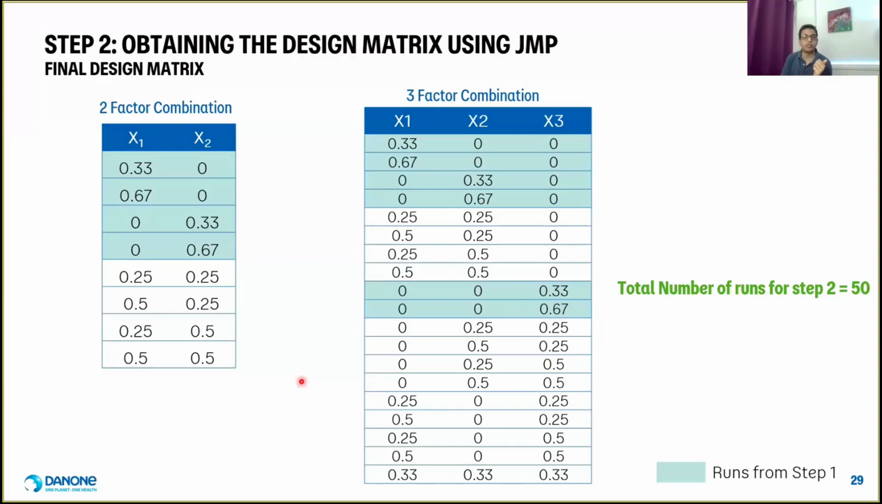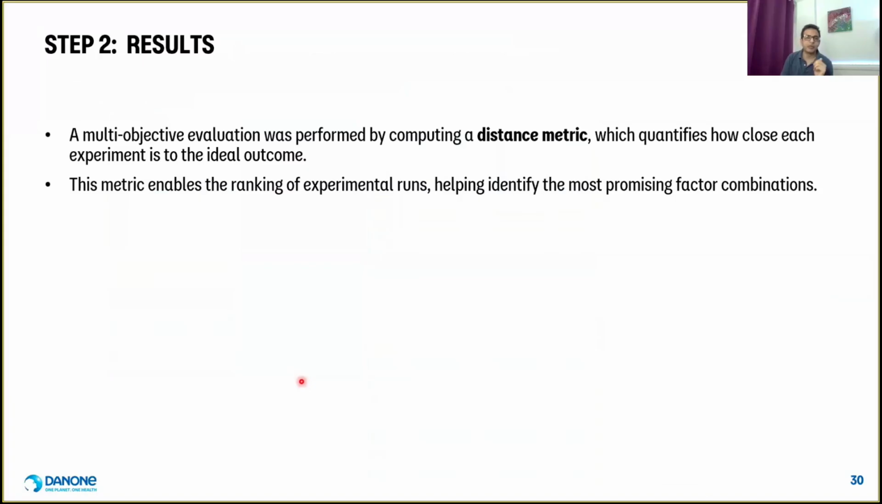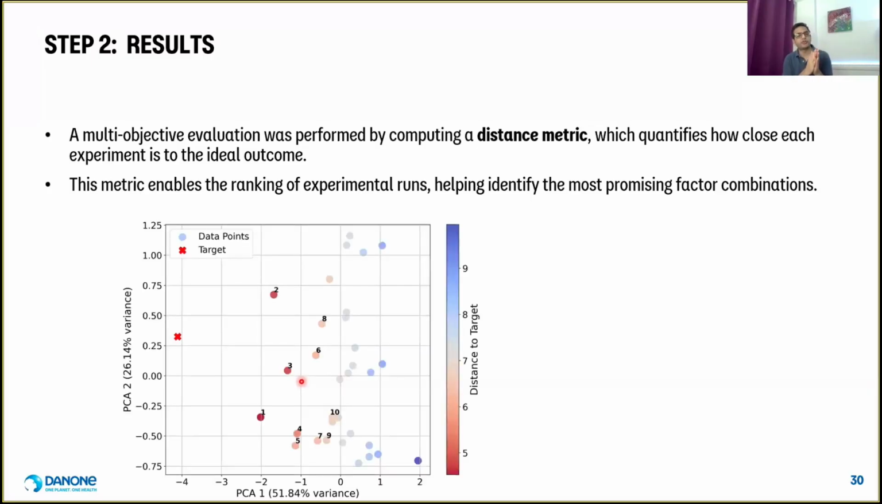Once we had performed all of these runs for all of the possible combinations, we did a multi-objective evaluation, and that is we computed a distance metric compared to our target. We have our target for y1, y2, y3, y4, y5. We want to minimize, maximize, and keep 2 of them constant. Based on this distance metric, we found out which of the combinations are closest to our target and which are not so close.